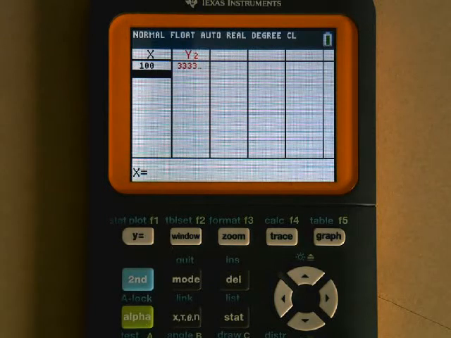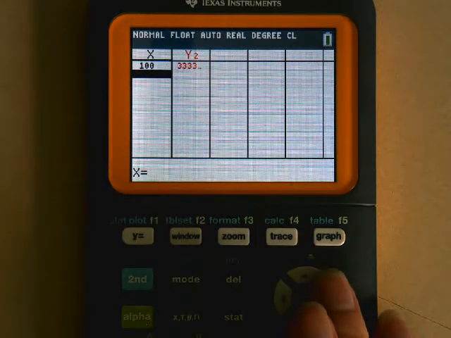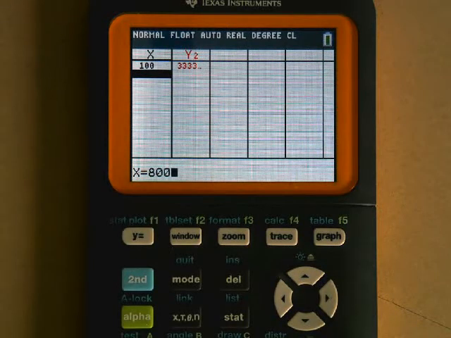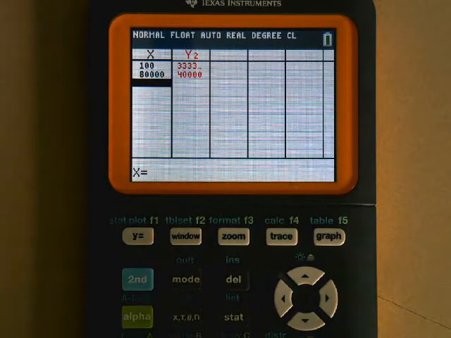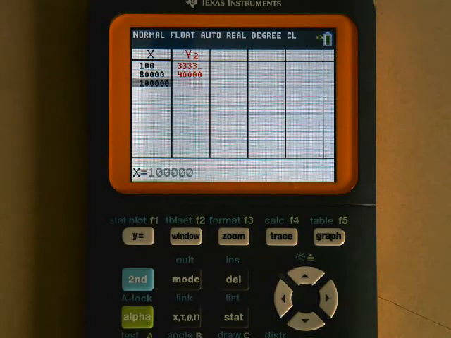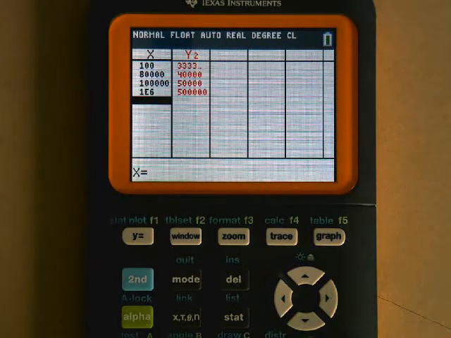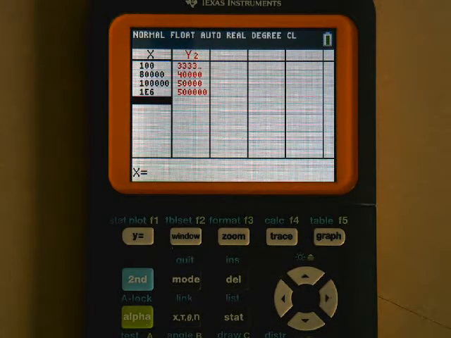100 is 33333. Let's go 8,000, 40,000. Let's go 100,000, 50,000. Okay, and it's just going to keep getting bigger and bigger and bigger, which is always going to happen in this case.